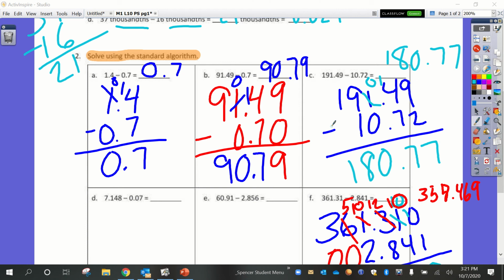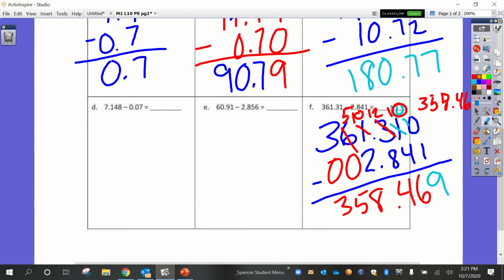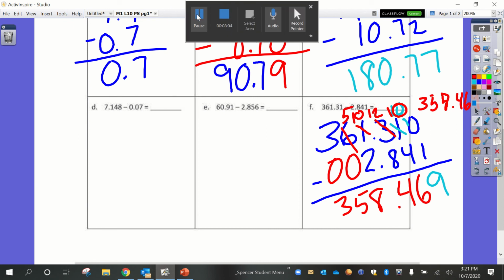All right, take a look at B and see how you did. Notice where the regroupings were on both questions. On both of these ones, we had to regroup from the ones into the tenths place. All right, let's try the next two problems. D and E, on your own, go ahead and pause me. And when you come back, I'll have the answers and we can look at them and check your work.